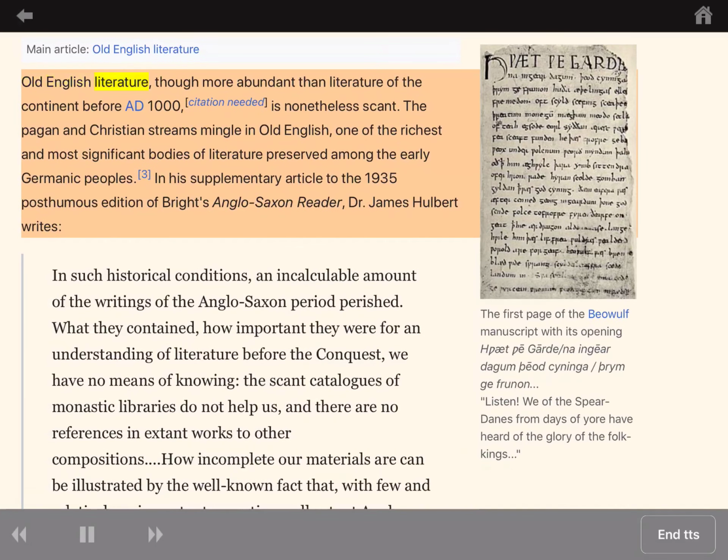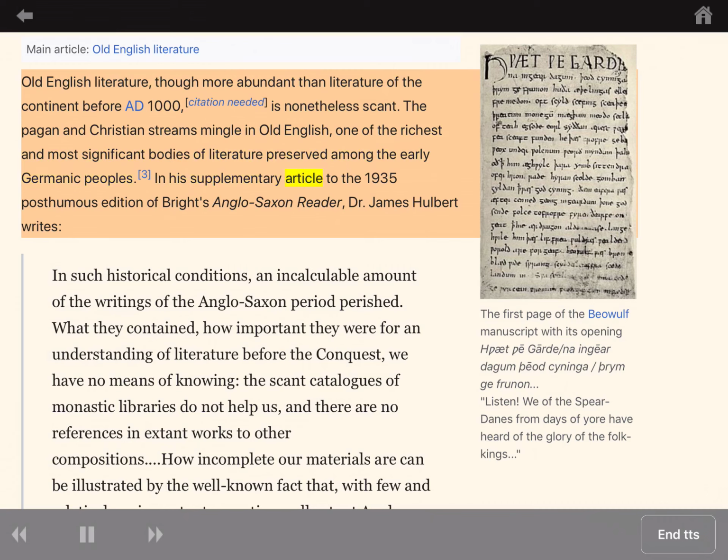Old English literature, though more abundant than literature of the continent before AD 1000, is nonetheless scant. The pagan and Christian streams mingle in Old English, one of the richest and most significant bodies of literature preserved among the early Germanic peoples.